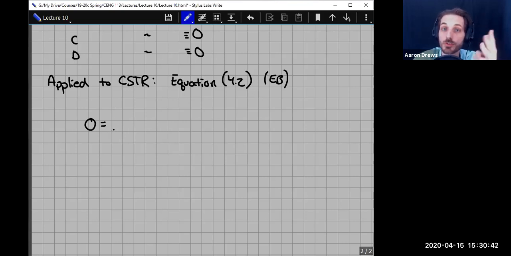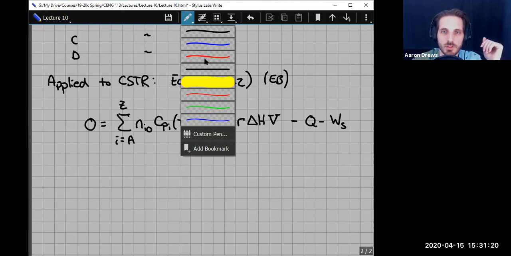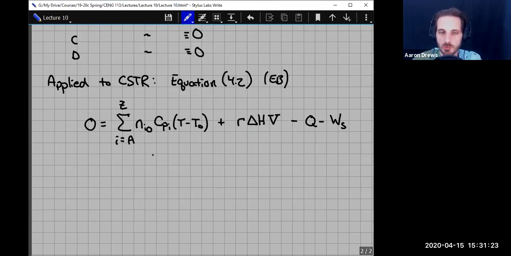So it has essentially three components to it. The first is the sum of n_i0 c_p,i (T minus T0), summed up over all species. Plus, I'm going to simplify this part a little bit. We'll come back to it in a moment. Plus r times delta H times V, minus Q, minus work shaft. So let's look at each of these individually, and then we'll modify them a little bit.